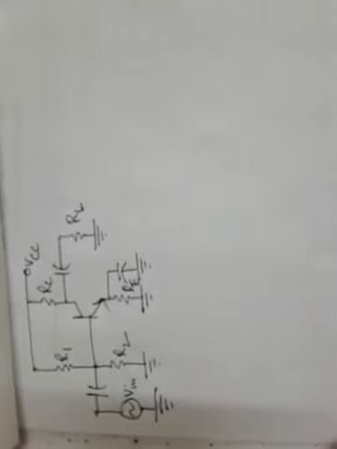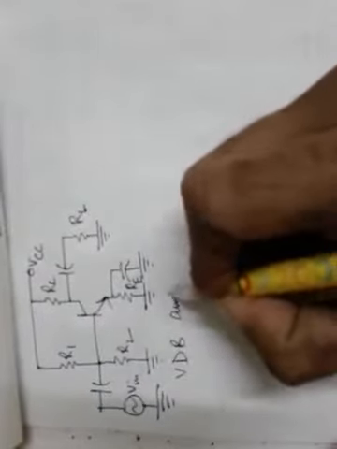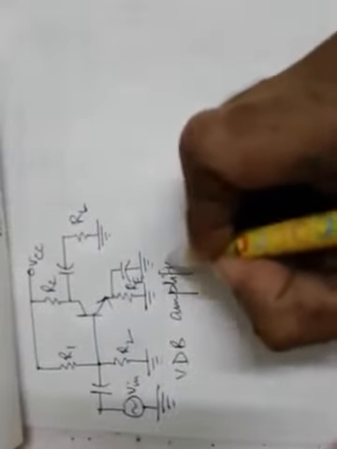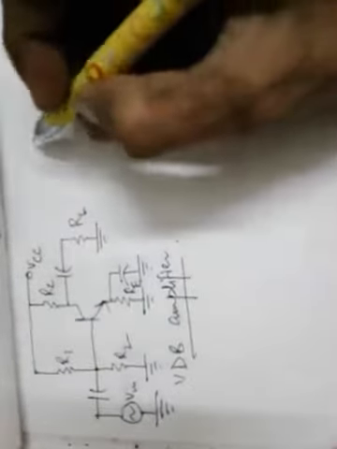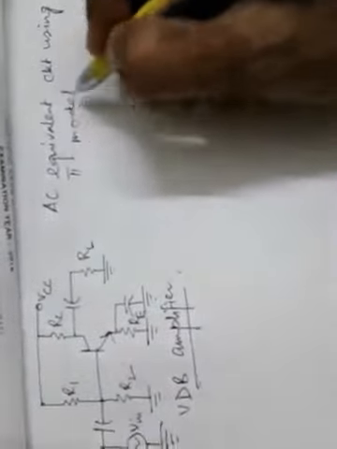So in this lecture, first we will see how to draw the AC equivalent circuit of this VDB amplifier, that means voltage divider biased transistor amplifier, and their AC equivalent circuit using pi model. So let us see how to draw this.